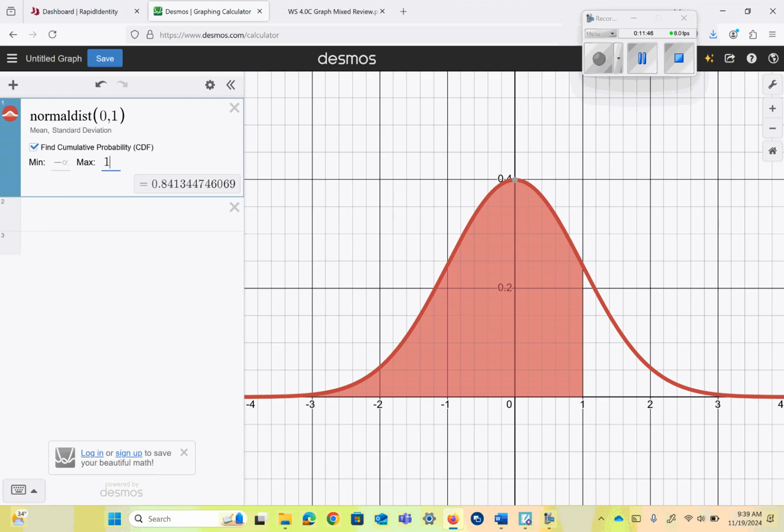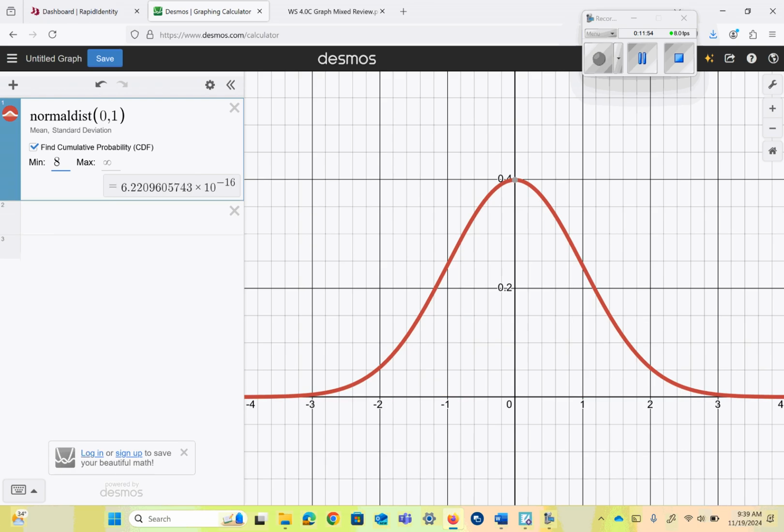8 standard deviations above the mean should be very rare. What percent of the normal curve is greater than a positive 8? So if I put an 8 in here, oh my gosh. You guys know how to read scientific notation? All right, so 6.22 times 10 to the negative 16. That's a really small number.